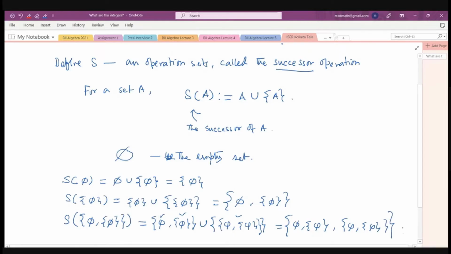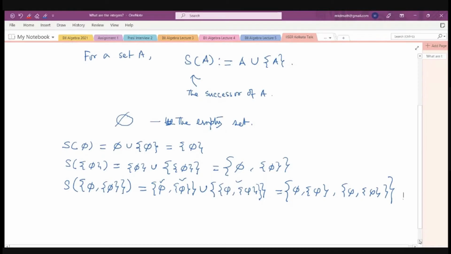I'm not writing the next step, which will look huge. It is a fun exercise to do the next step, so you can try. This way I am getting some sets. Let me give them some symbols so that we can work with them. I am calling this one by this symbol, this set by this symbol, then this 2, and this 3.